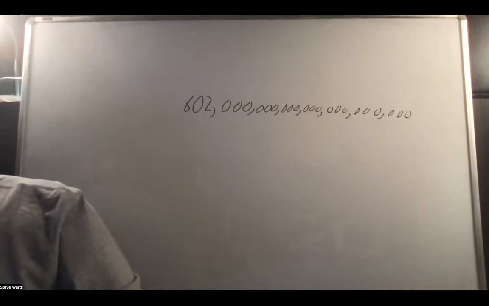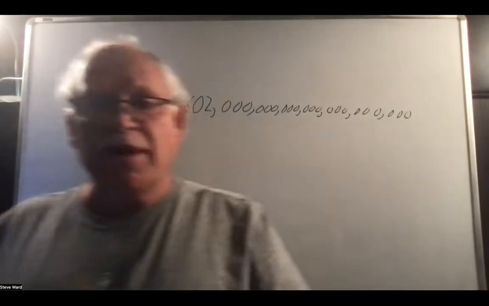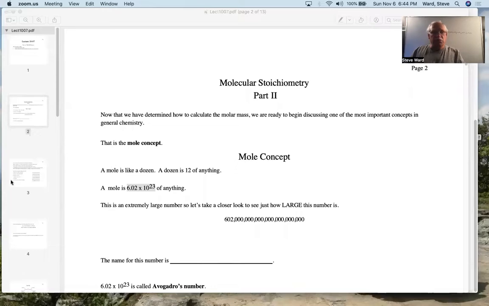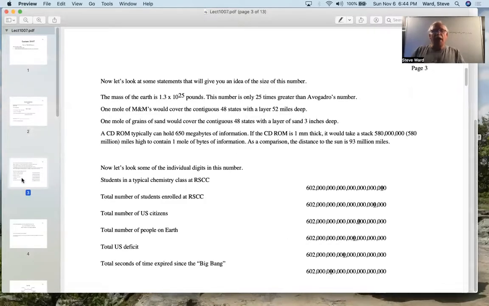Okay? If we go over to page 3, some interesting facts, and I'm just going to go back to the presentation. The mass of the earth in pounds, now the earth is a pretty big thing. Notice it's only slightly larger than that. It's only 25 times larger than Avogadro's number. If you had this many M&Ms, you could cover the 48 states that connect to each other, not including Alaska and Hawaii, with a layer of M&Ms.